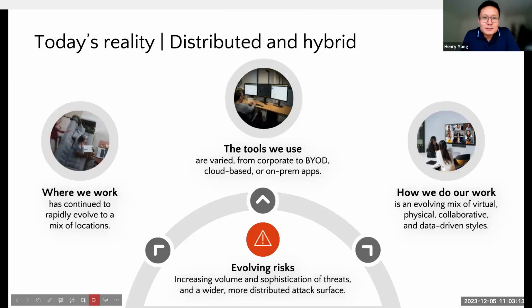So to set up the scene, we are all living in the reality of distributed and hybrid work, especially after COVID. I think after COVID, it's really significantly changed a lot of things for everyone's lifestyles and especially their work styles. For example, myself, David and Peter in the call, we are all working from home today. So it's really a very diverse working experience for everyone.